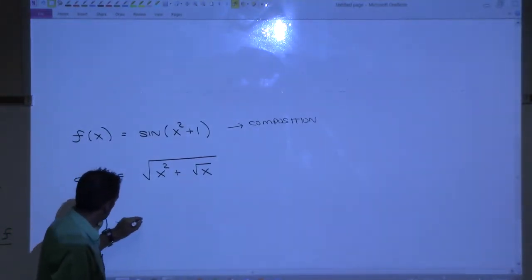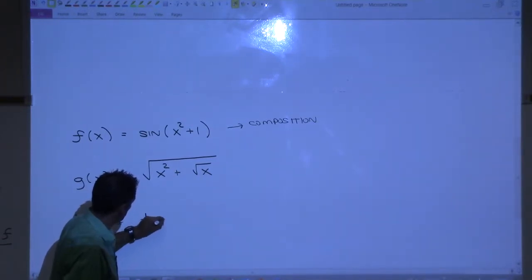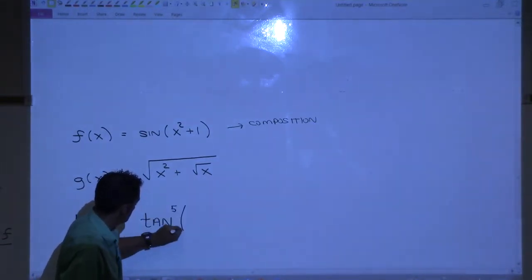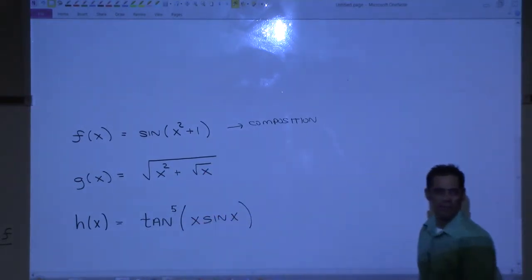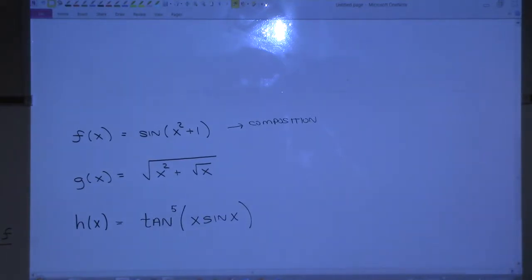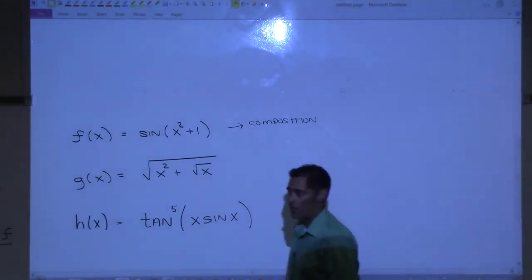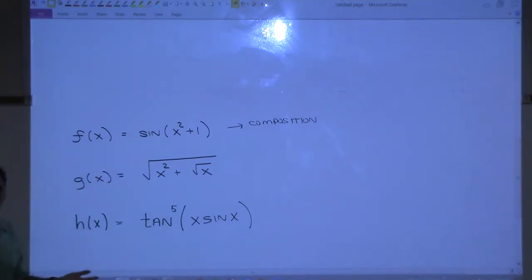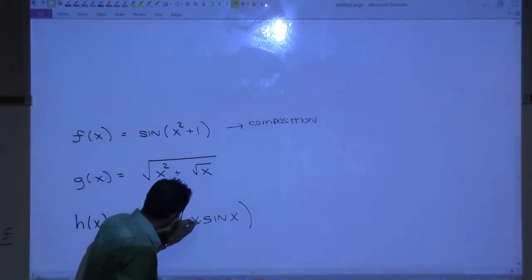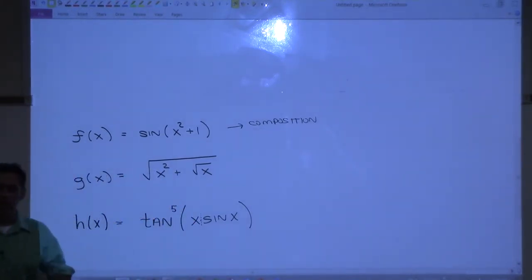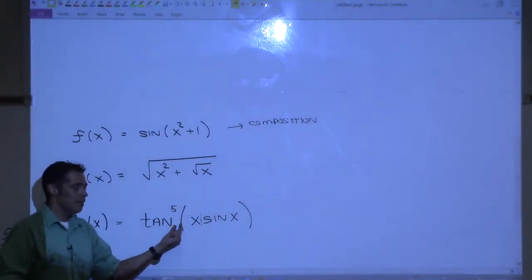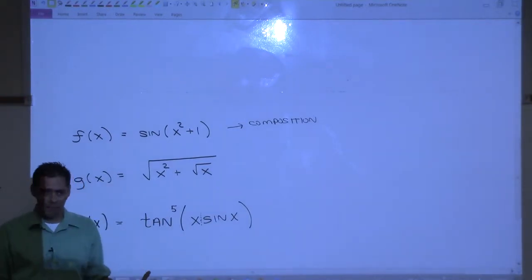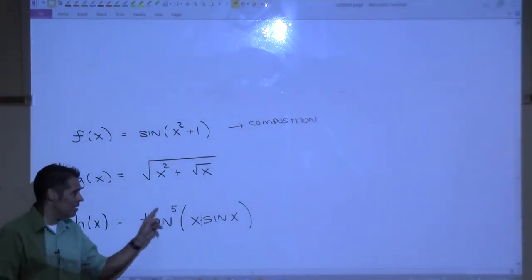How about tangent to the fifth of x sine x? All right, we've got a lot going on here. Do we have a product? Yes, I do see a product right here, right? But the problem is that product lives where? Inside of a tangent function. And then this fifth power means we're raising the whole thing to the fifth power. So this again is composition.